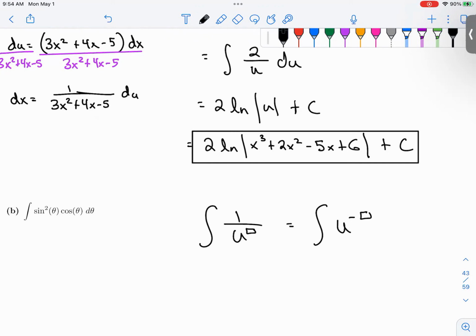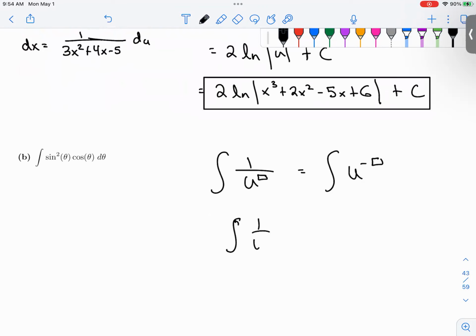The only situation where you don't change it is if it's to the first power. Every other situation, no matter what type of fraction or decimal it is, like 1 over u to the 1.1, change this to u to the negative 1.1. It is only the case when it is 1 over u, the first power, that you need to worry about the natural log. Every other situation, use the power rule. Great question.